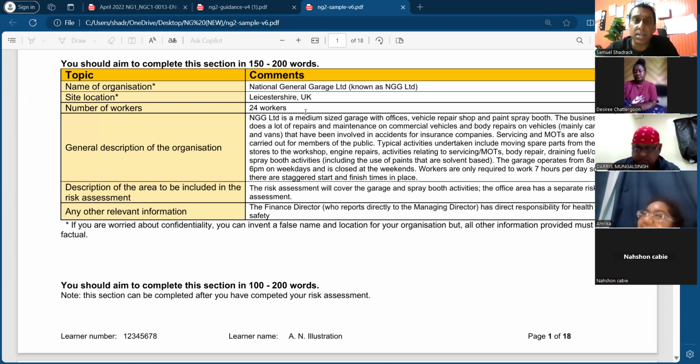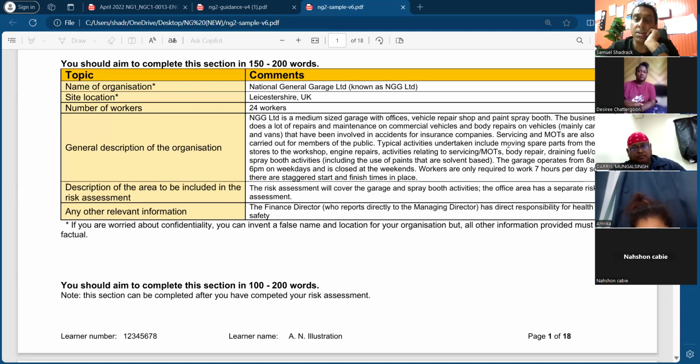And let's get to the next one, because the next one has a little bit more to it, a little bit more explanation. So let me read this first and then I'll explain. We have the general description of the organization. I'm going to read the whole thing first and then I'll explain, right? NGG Limited is a medium-sized garage with offices, vehicle repair shops, and paint spray booths. The business does a lot of repairs and maintenance on commercial vehicles and body repairs on vehicles, mainly cars and vans, that have been involved in accidents for insurance companies. Servicing and MOTs, which is maintenance, are also carried out for members of the public.